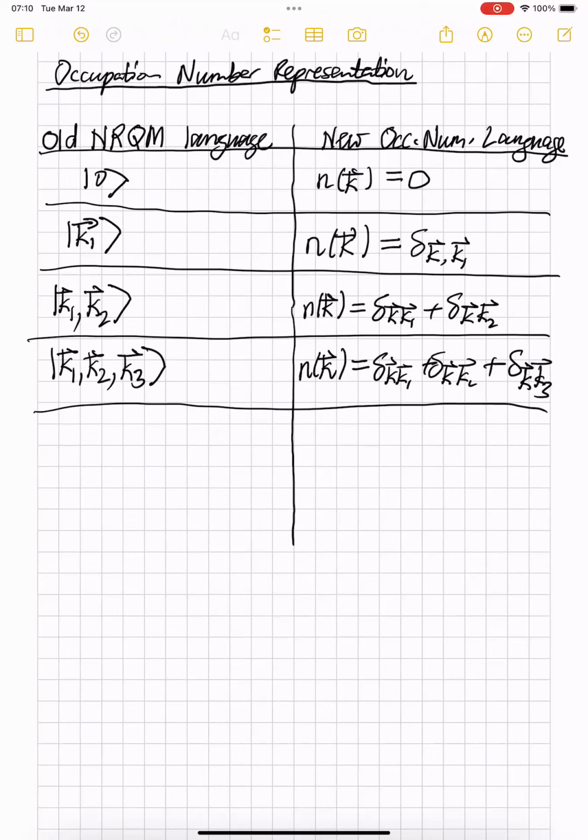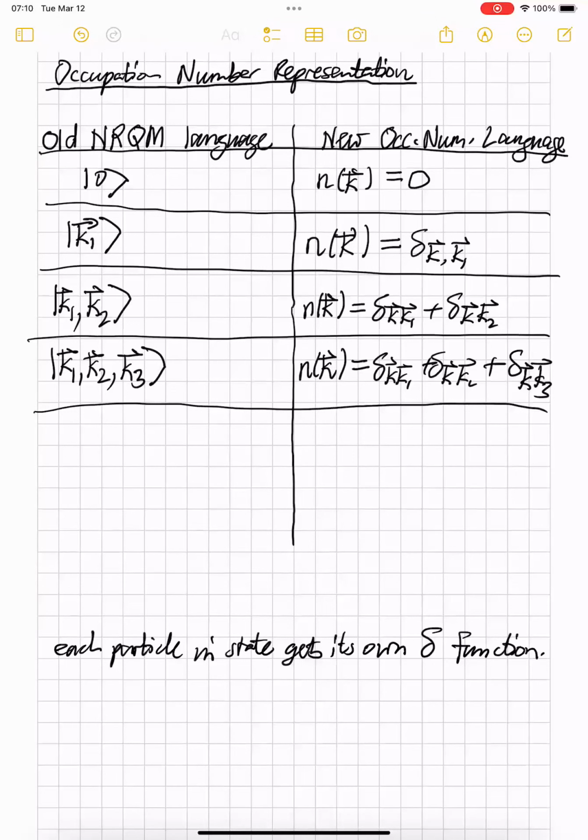How does the number of particles enter? Well, each particle in the state gets its own delta function. Okay? And now it's a nice Kronecker delta, not a Dirac delta, because we're working in the box, but each particle in the state gets a delta function.